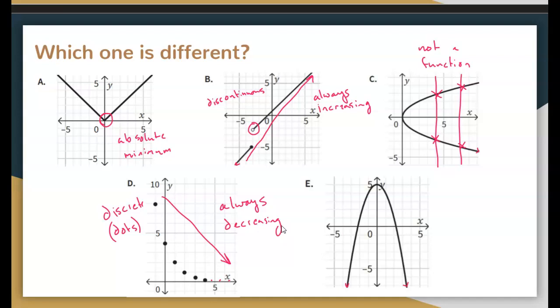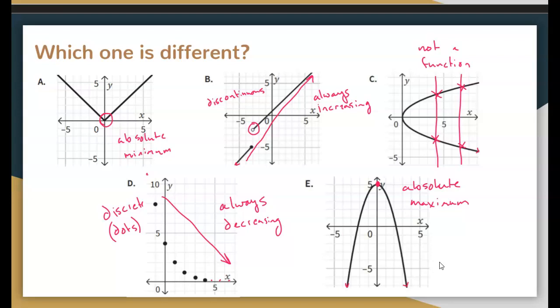And then on E, this inverted parabola going down, this one has an absolute maximum. And it's the only graph that has that. You see this one's going up, so there is no absolute maximum. This one is also going up. This one is going up. It'll go up forever. This one is going down forever, but on this side it would go up. So this is the only graph that has an absolute maximum.